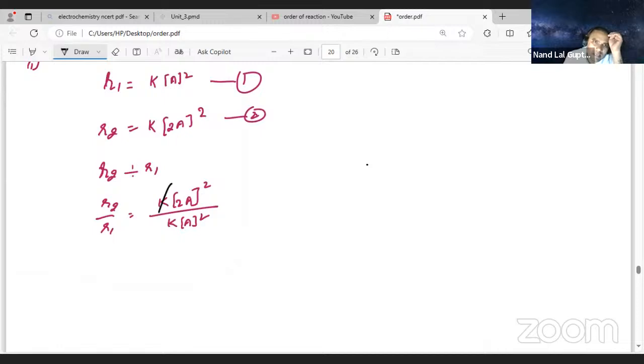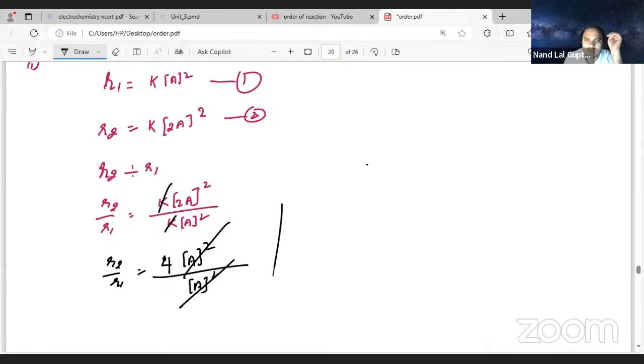This K cancels out. So R2 by R1 is equal to 2 square, that is 4, into A square divided by A square. So A square cancels out. So R2 by R1 is equal to 4. So R2 is equal to 4R1.